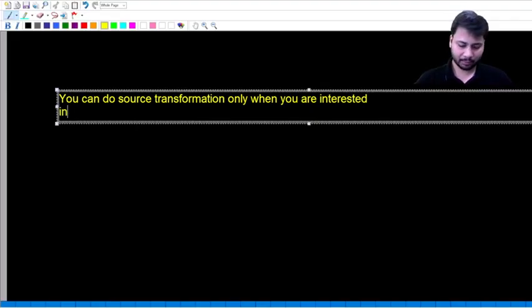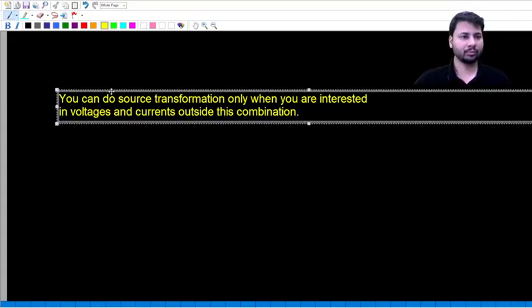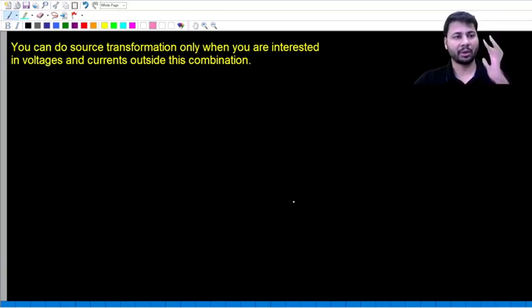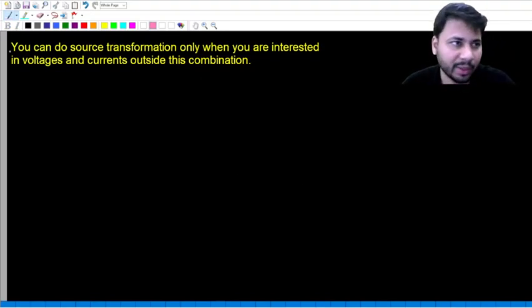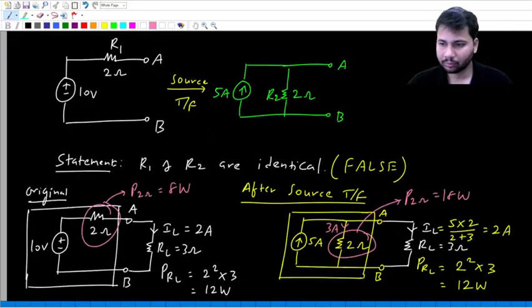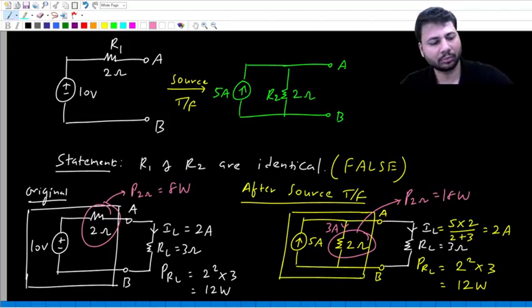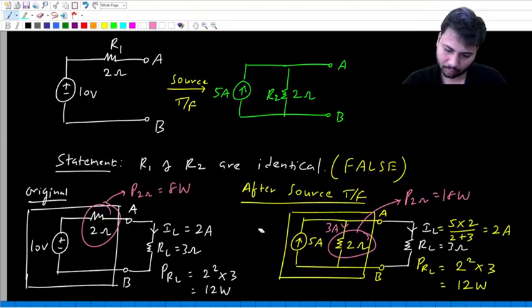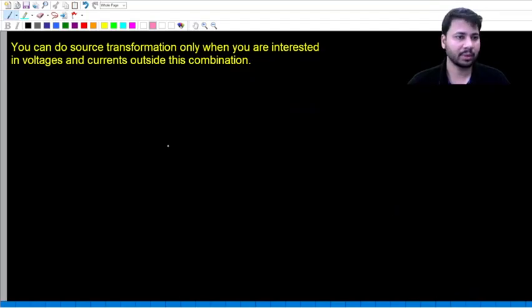You can do source transformation only when you are interested in voltage and currents outside this combination. So let us look at a couple of examples related to source transformation.